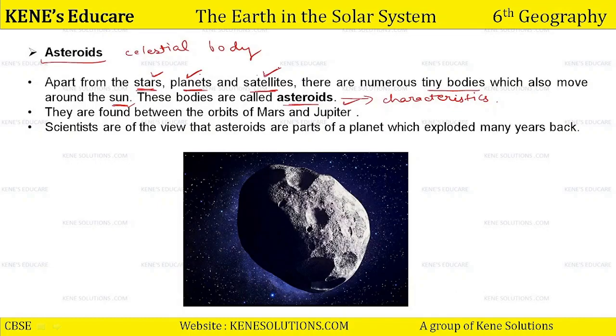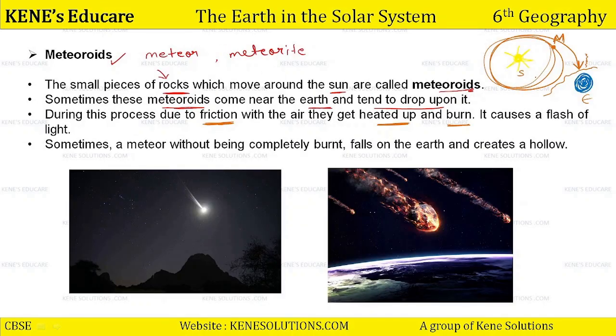देन आफ्टर द मून वी रेड अबाउट द एस्टेरॉइड्स. ठीक है, कि स्टार्स, प्लैनेट्स, सैटेलाइट्स, इनको छोड़कर और भी कुछ टाइनी बॉडीज हैं विच आर ऑल्सो सेलेस्टियल बॉडीज नोन एज एस्टेरॉइड्स. ठीक है, ये बहुत इंपॉर्टेंट होते हैं क्योंकि एक्चुअली साइंटिस्ट के मुताबिक ये कुछ पार्ट हैं प्लैनेट से टूटे हुए, जो किसी एक्सप्लोजन में प्लैनेट से अलग हो गए थे और बस अब तब से स्पेस में घूम रहे हैं. देन आफ्टर एस्टेरॉइड्स वी रेड अबाउट मीटियोरॉइड्स, मीटियोर एंड मीटियोरॉइड.